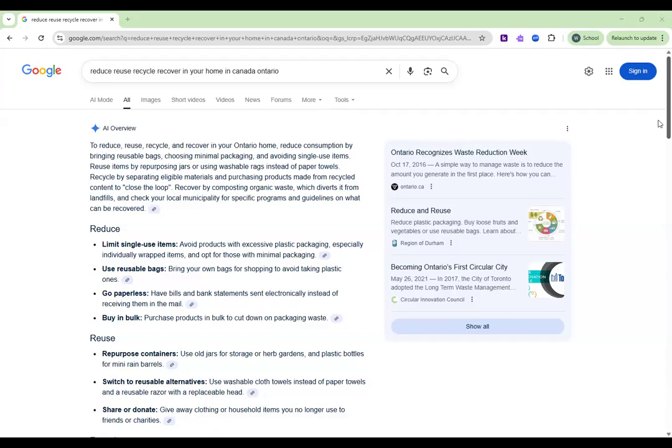Go paperless. Have bills and bank statements sent electronically instead of receiving them in the mail. And I think most people are onto this. This is quite common nowadays that people have their bills and bank statements emailed, right? And then you don't have to worry about it because that's a lot of paper. I don't know if anybody still gets bills and bank statements in the mail, but they're a lot of paper.